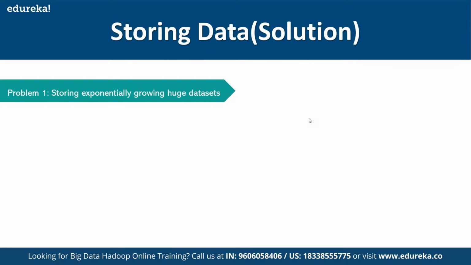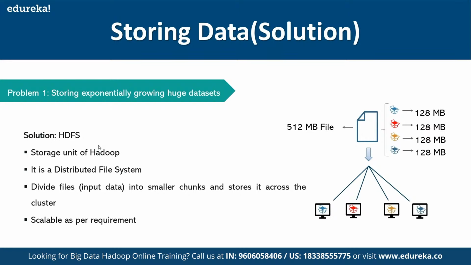Okay, so what is the solution for storing data using HDFS? The first problem we saw was storing exponentially growing huge data sets. So the solution is HDFS. As I told you, it is the storage unit of Hadoop. It's distributed. And how does it store the data? It divides the files into smaller chunks and stores them across the cluster. This is an example typically given here, and usually we don't store in MB, we store in TBs and GBs at least. Data is stored in blocks, and one block is 128 MB.